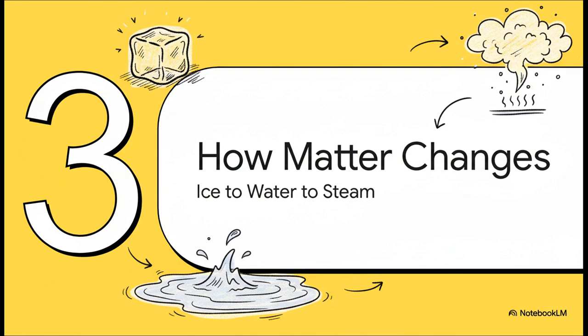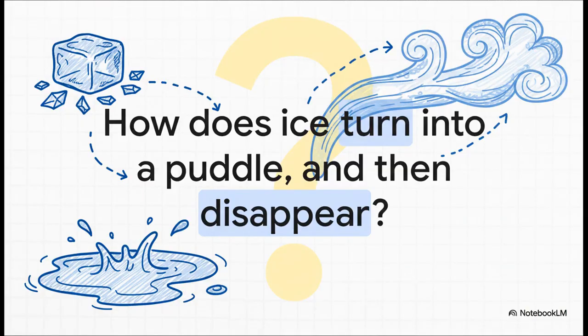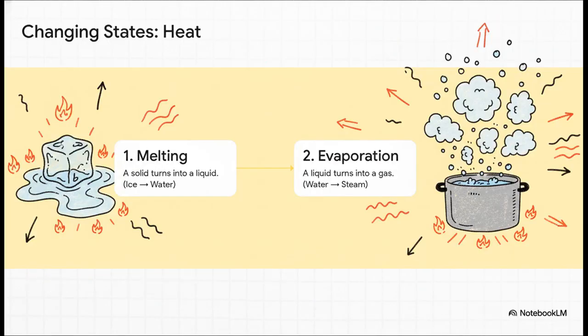But here's where it gets really interesting. Matter isn't stuck being a solid, a liquid, or a gas forever. It can actually change states. You've seen this happen a million times. You take an ice cube out of the freezer, it melts into a puddle of water. And if you leave that puddle on a hot day, it eventually disappears. So what's going on? It's the same stuff, water, just changing its form from solid ice to liquid water to a gas called steam.